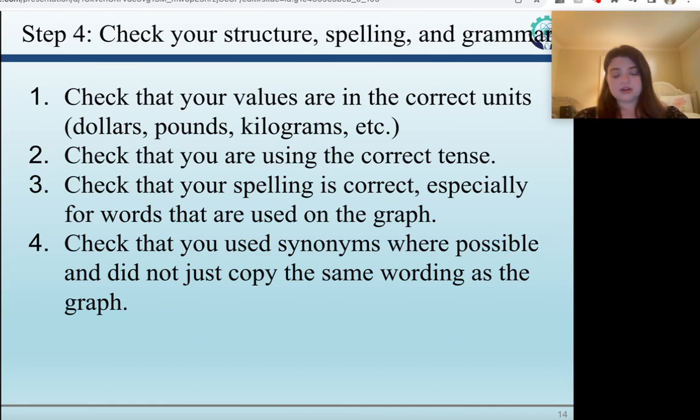Also, check that your spelling is correct, especially for words that are used on the graph, right? Because if there are words that are already given to you, make sure that they're written the same way that they are when they're given to you, because that's free points right there to just not get those wrong. And then also check that you use synonyms where possible and you didn't just always copy the same wording as the graph, right? If you sometimes use the same wording as the graph, that's fine, but they also want to check your vocabulary and check that you're using different words, right? So that's very important. Good.